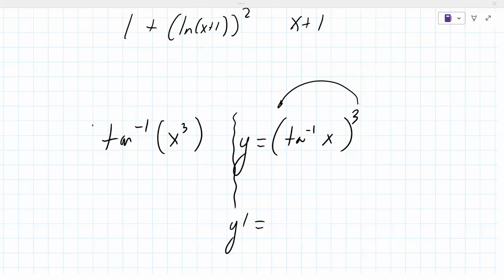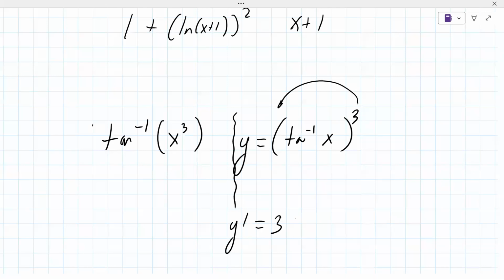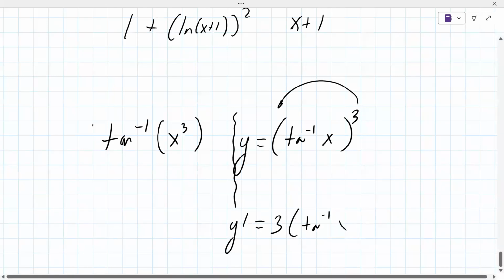Okay. I got 3 times 1 over 1 plus x squared times, that's it actually. Because derivative of x is just 1. What about the outside? So the thing I was looking for first is the power rule.